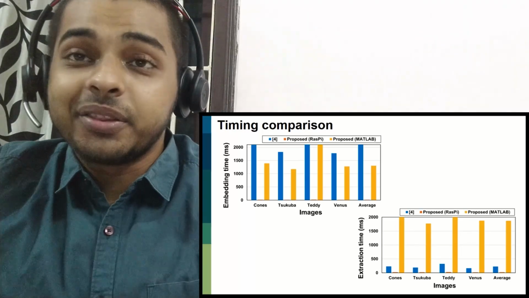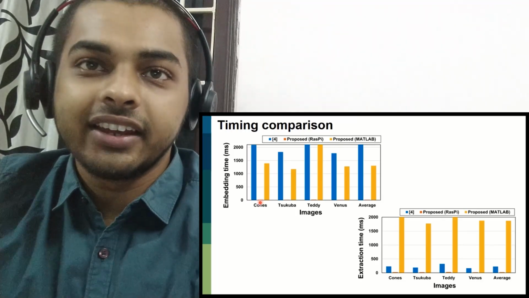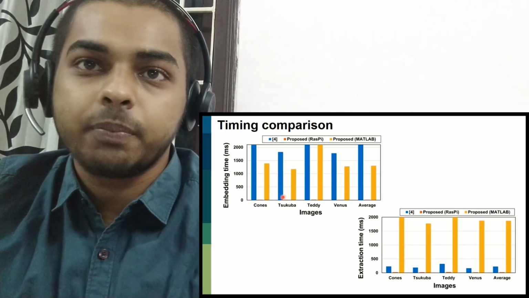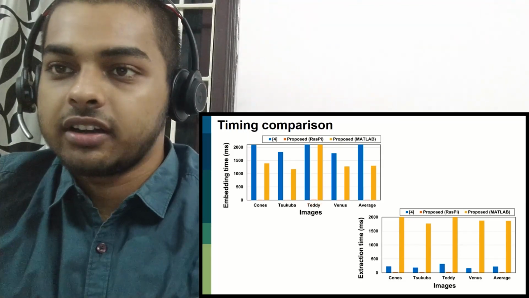So here the value is so small actually, it's very hard to see, but here lies our proposed method's Raspberry Pi implementation values. It's so small that it's hard to see in this bar chart.